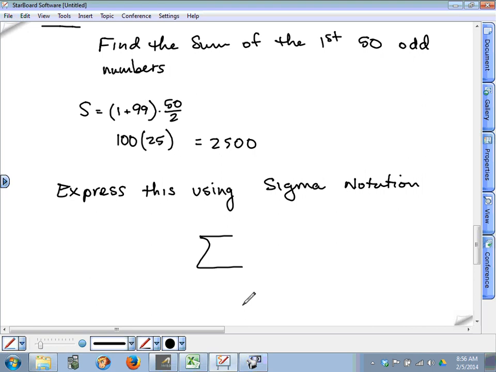So we're starting with n equals 1, and how many terms are we adding up? We're adding 50 terms together, so there needs to be a 50 on top. We're starting with n equals 1 all the way to n equals 50. And what's the explicit formula that determines odd numbers, starting with 1? 2n minus 1. So that would be the same thing here expressed using sigma notation: n equals 1 to 50 of the formula 2n minus 1.